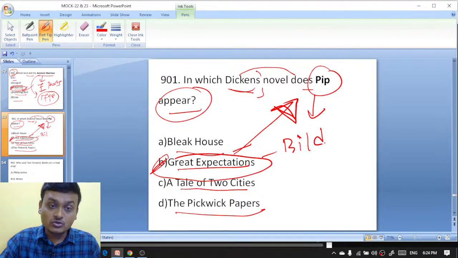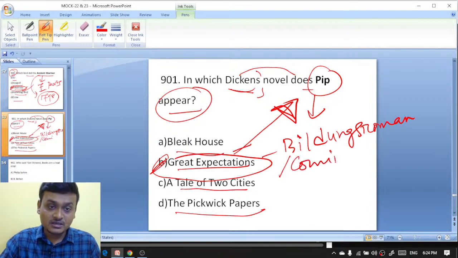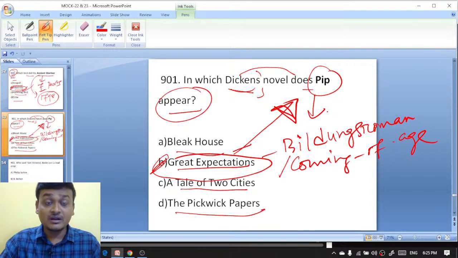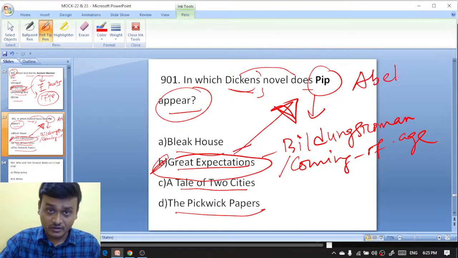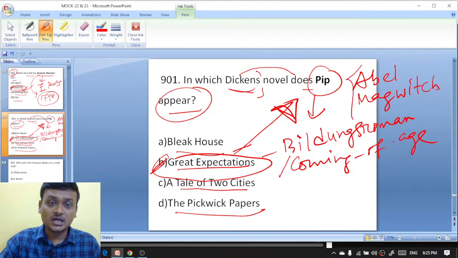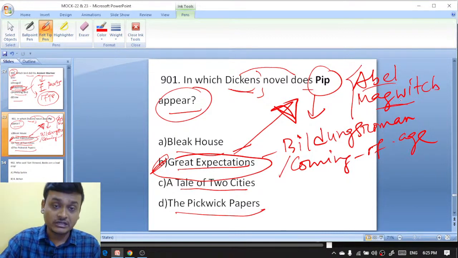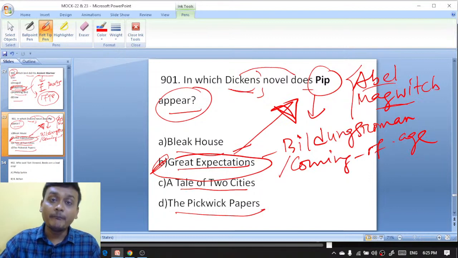Bildungsroman is also known as a coming of age story. Great Expectations is a coming of age novel, and Philip Pirrip is the main protagonist. Another important character is Abel Magwitch, the convict of this novel. Compeyson is another convict, but Magwitch is the main benefactor of Pip. Pip thinks that his benefactor is Miss Havisham.